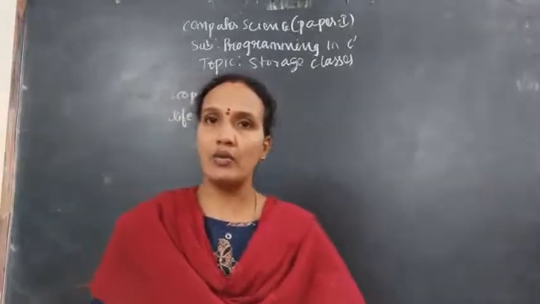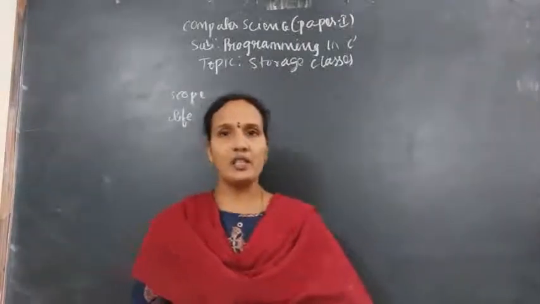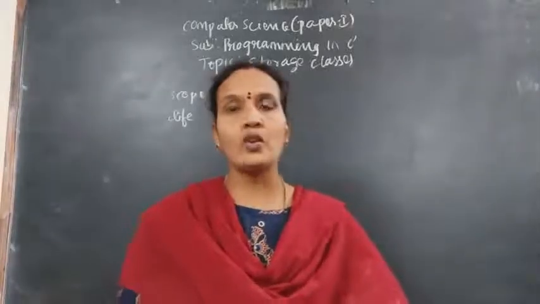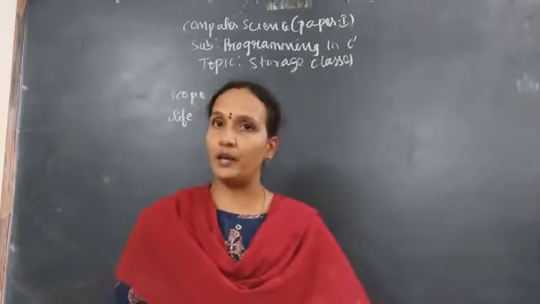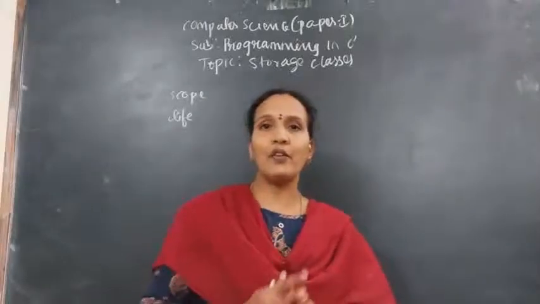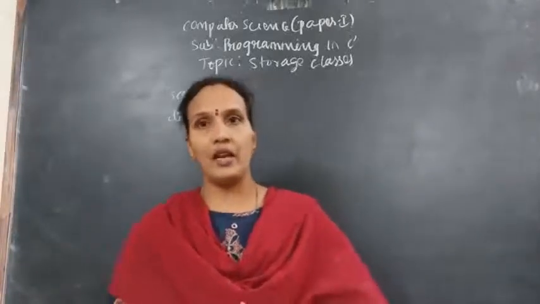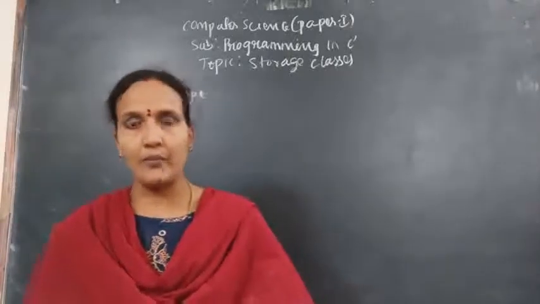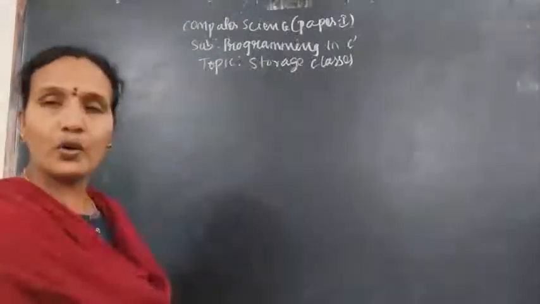Okay, so this is about storage classes. What are the storage classes? Storage classes give clear information about a variable. What information will it give? The scope of the variable and the life of the variable. Scope is nothing but the place, the area, the environment where the variable can be used. And the life of the variable is how much time the variable is in the memory: when it comes and when it is erased or deleted from the memory. Understood? So based on this, in C programming we have four storage classes.